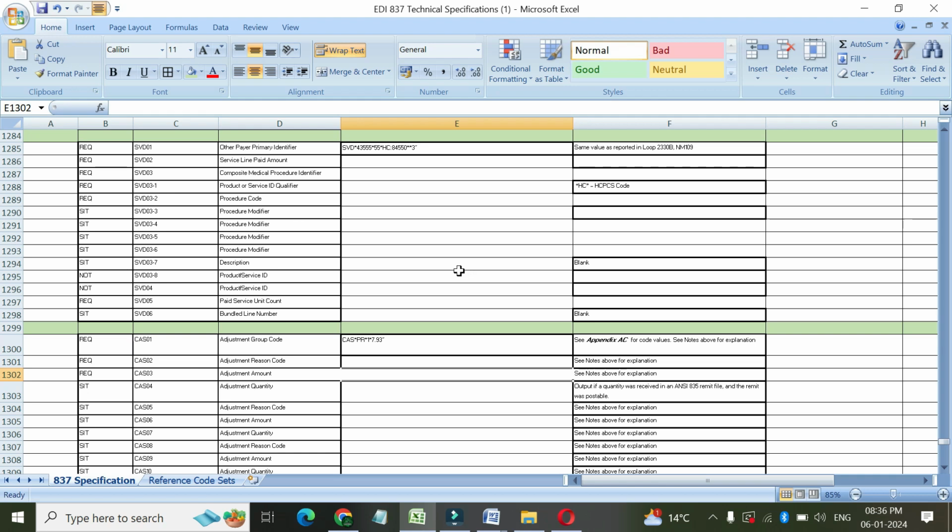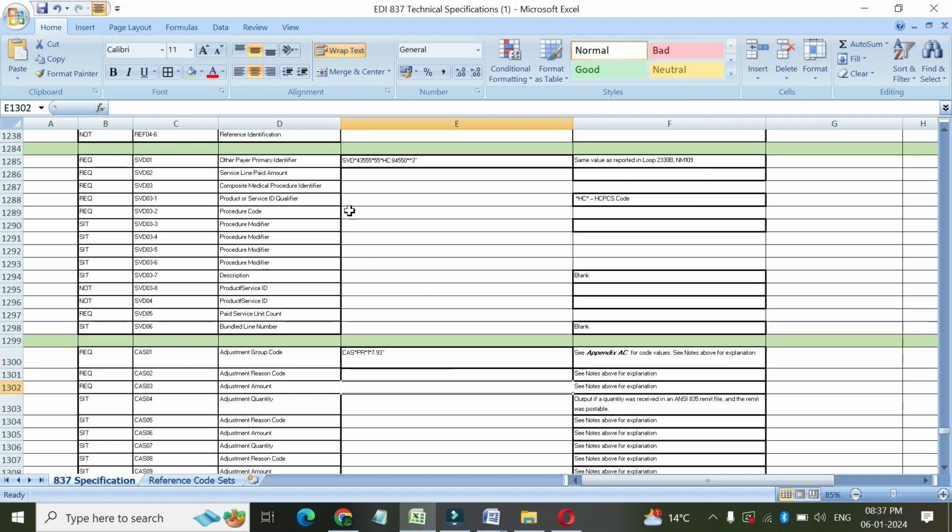So basically, when the claim is sent to the secondary insurance, we also have to report what primary has paid or what the primary's adjustments are. And by adjustments, I will explain to you what exactly it means in detail. So let's jump right into it.